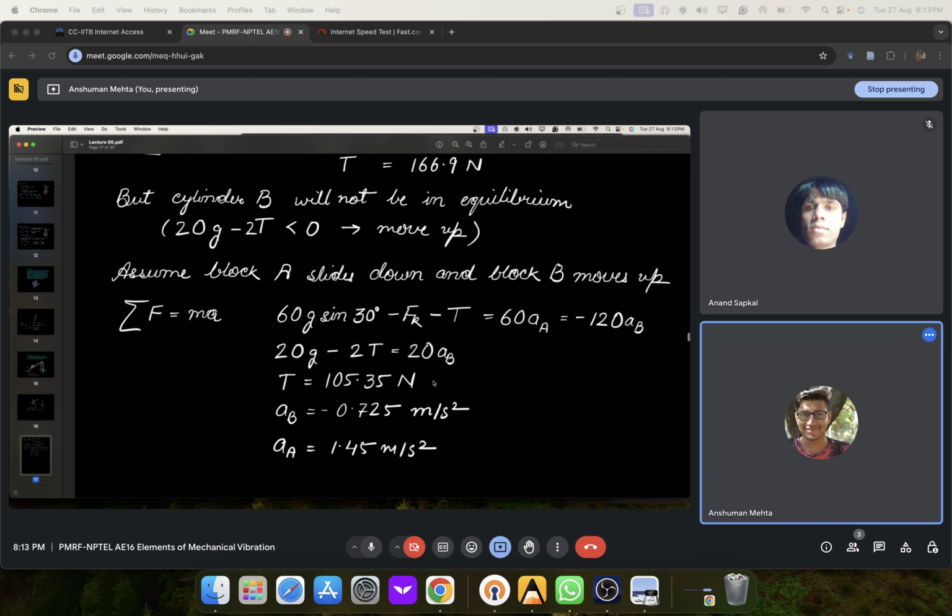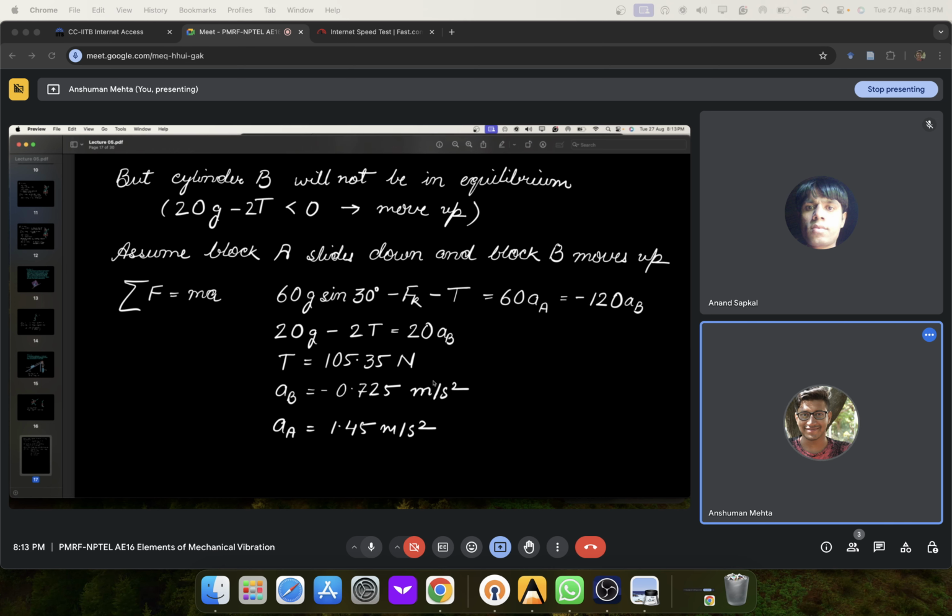120 a A is equal to 120 a B. This is the first equation. Then 20 g minus 2T is equal to 20 a B, which gives us T is equal to 105.35 Newton and a B is equal to minus 0.725, so it's a deceleration, meter per second square. And a A is equal to 1.45 meter per second square. So this completes our question 5.